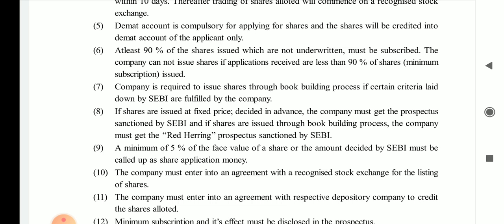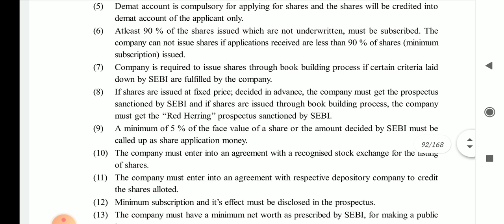At least 90% of the shares issued which are not under rights must be subscribed. See, minimum subscription should be collected at 90%. It is compulsory. If you want to collect 1 lakh rupees in the public issue, at that time 90%, that is 90,000 rupees, should be collected as a minimum subscription. Otherwise, you will not be able to run a business.